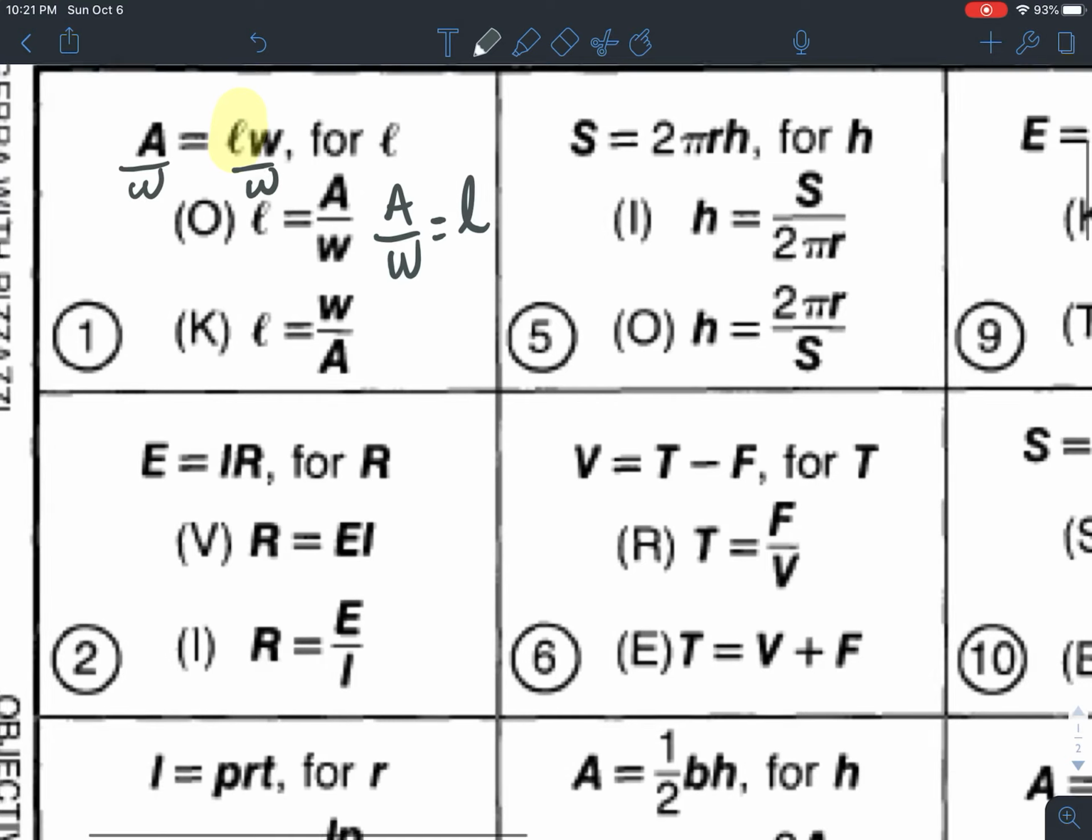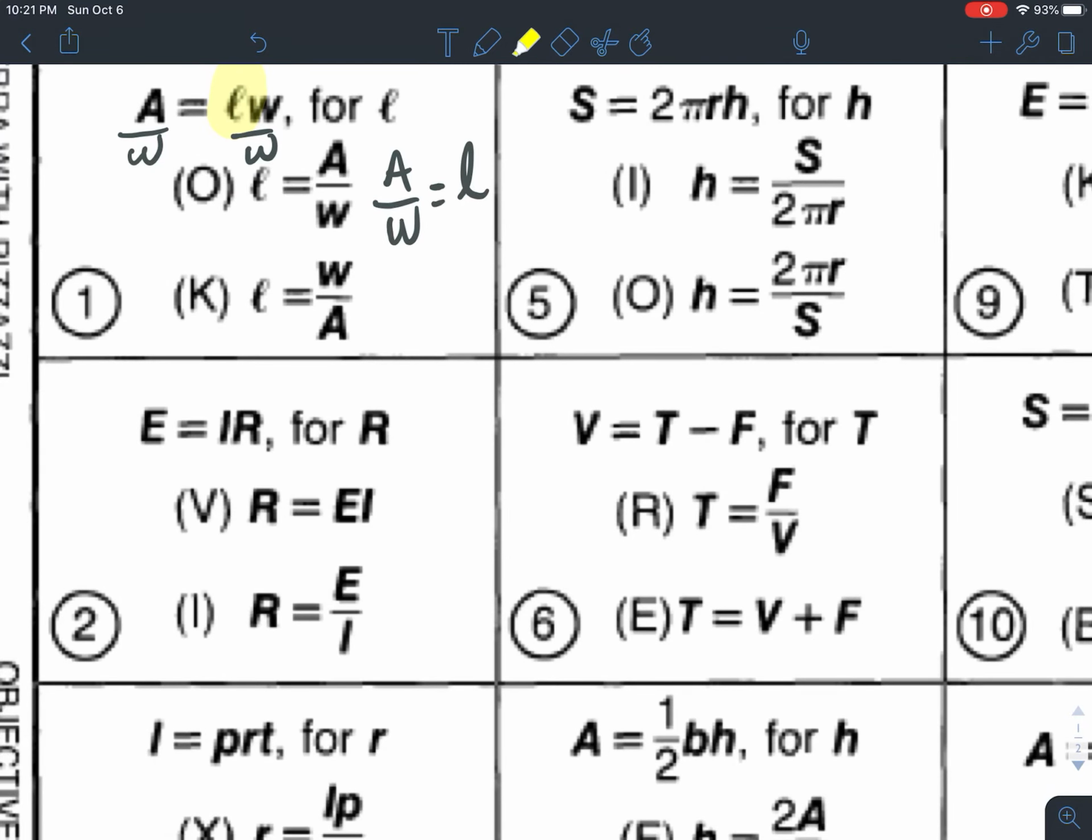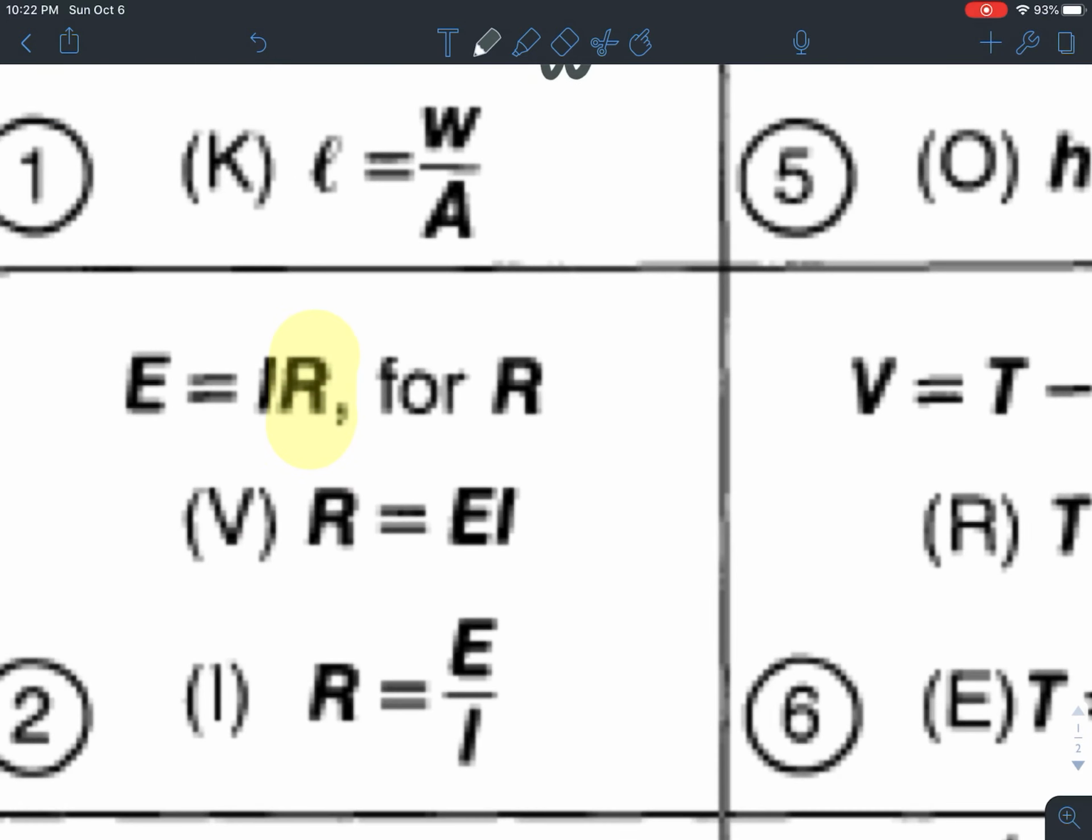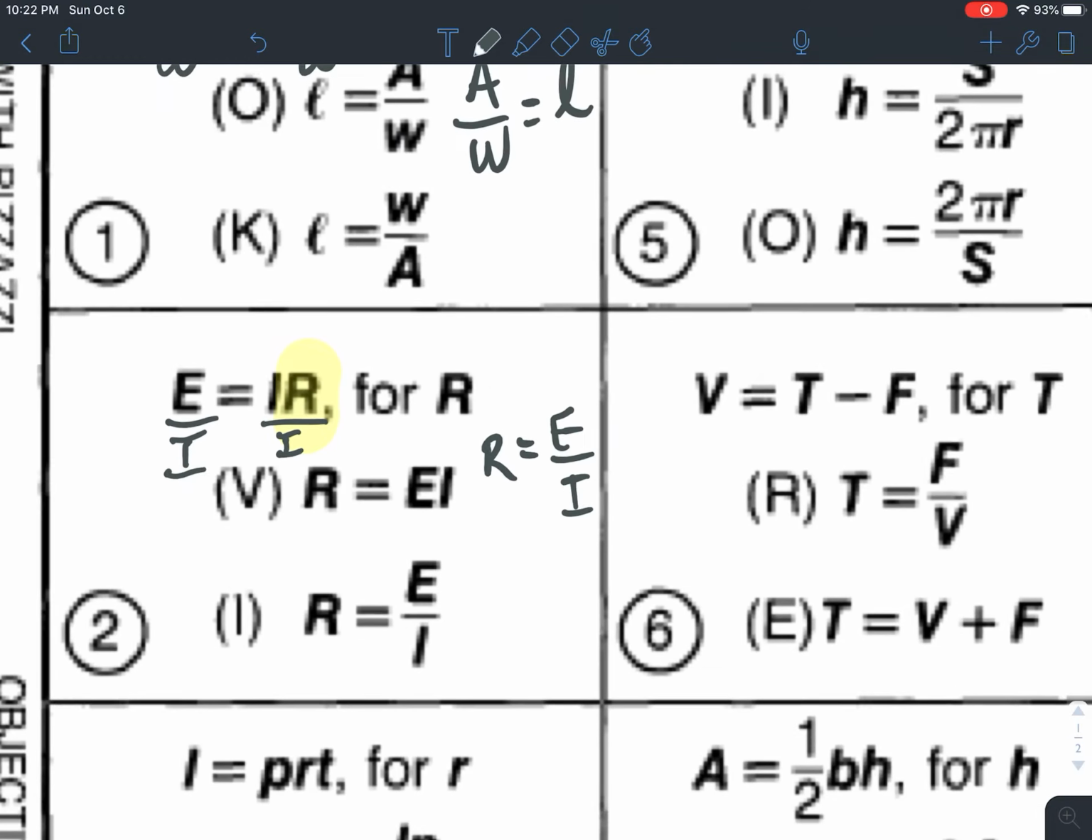For number 2, we'll go in order. We're solving for R, so again, these are connected, so we're dividing by I on both sides. So R is equal to E over I. There we go. For that one.